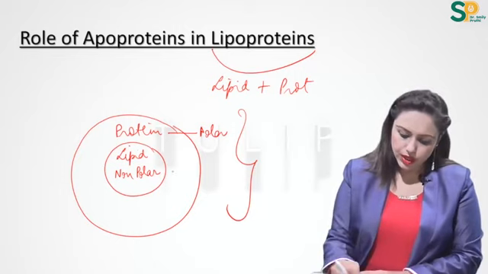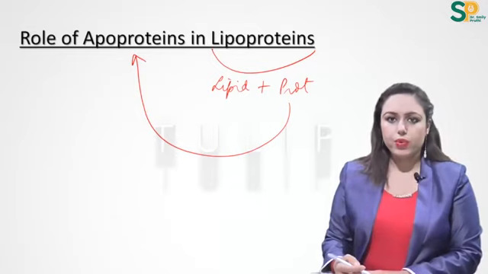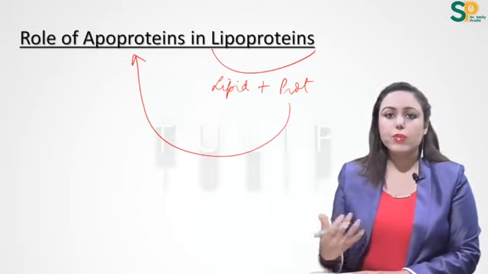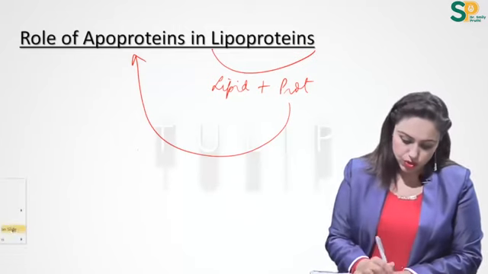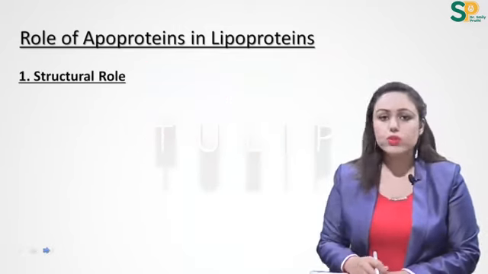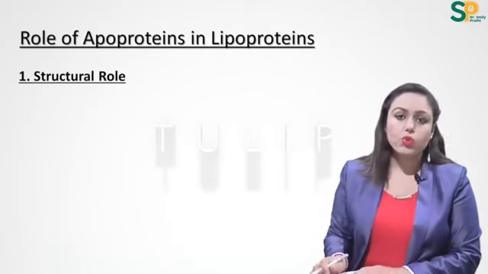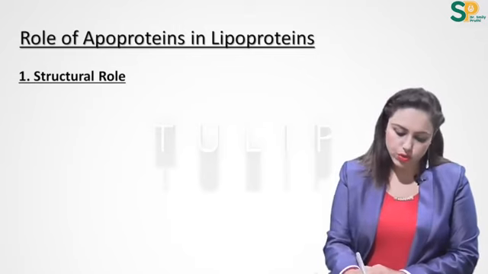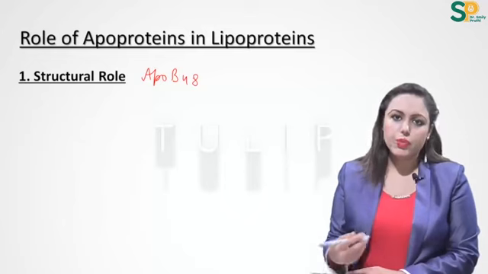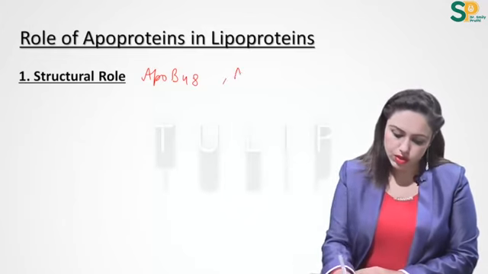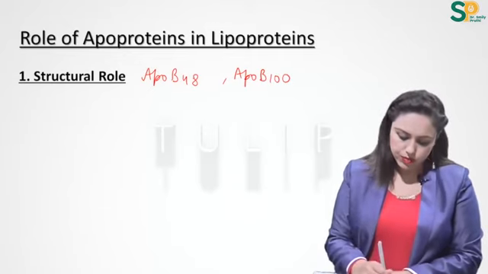Now we have proteins in this lipoprotein. Proteins are known as apoproteins. For example, Apo B48, Apo C, Apo A, Apo E, all these are proteins. They have various roles. So let's get started with the roles. First is the structural role. As we need something in the periphery, that is known as the structural role, and that structural role is played by Apo B. Apo B-48 is in chylomicrons. Apo B-100 is in VLDL and LDL.